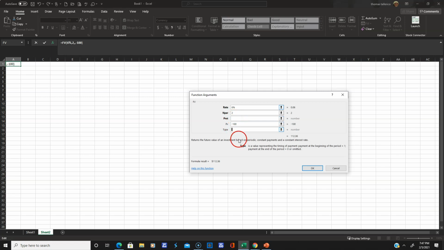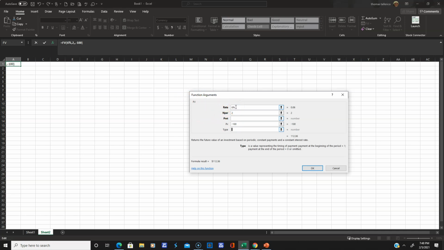And we'll do that, and then we'll see how the type function works. It really becomes an issue whether you put the payment in the beginning of each period or the end of each period. If the money goes in at the beginning of each period, obviously you're going to make more interest, right? That should kind of make sense to everybody at this point, all right? So this is a very simple use of future value.